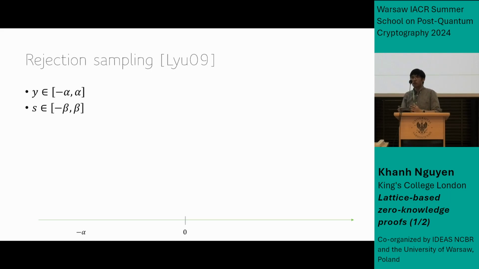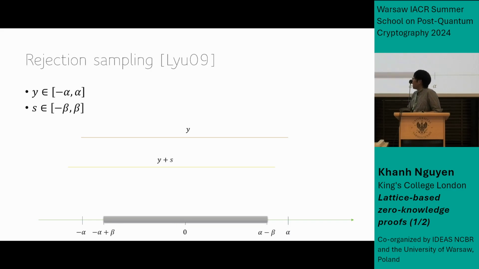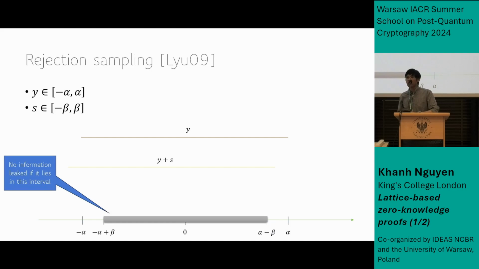So just to visualize the concept, I pick Y uniformly at random from minus alpha to alpha. That's the distribution. And then I have my secret S. If I consider Y plus S, it will shift the distribution a little bit. If there's no overlap, then we can definitely deduce S. But even if there is some overlap, then we get a little bit of information about S. The 99 case that we had before corresponds to the interval between minus alpha plus beta and alpha minus beta. This is the region where no information is leaked if we end up in this interval.